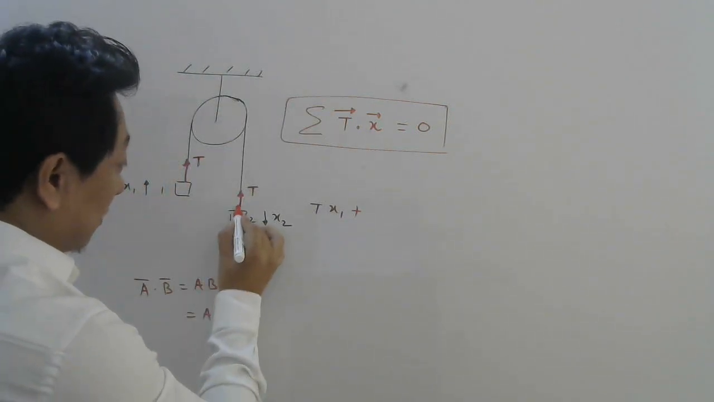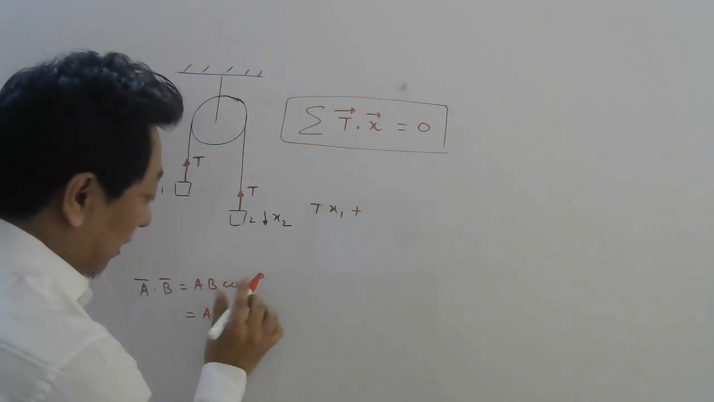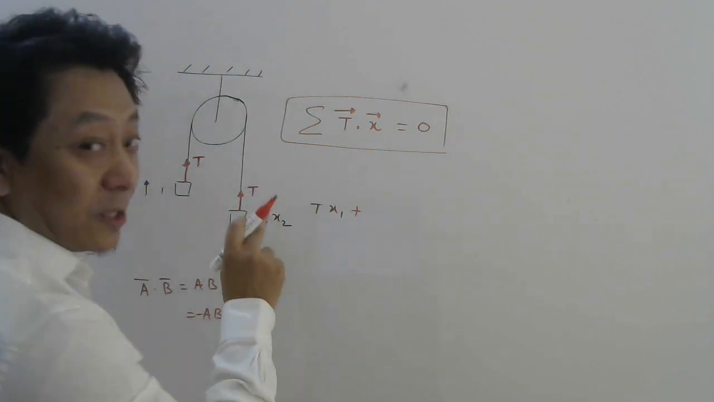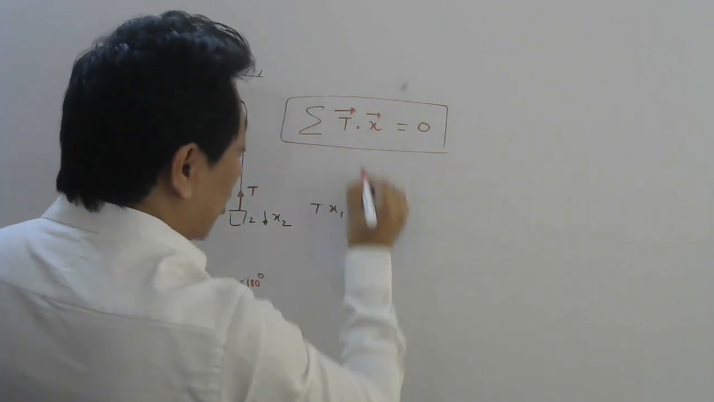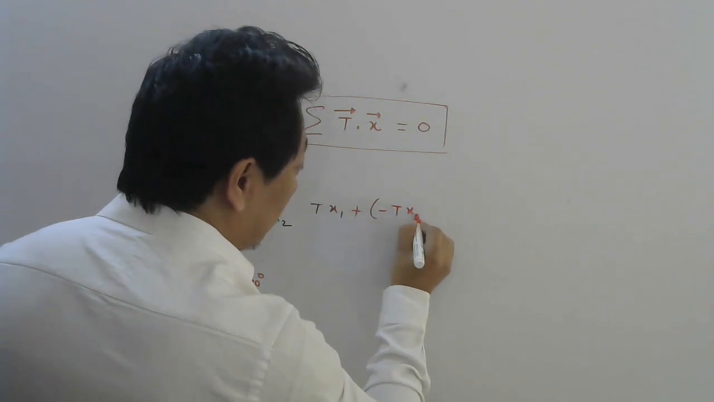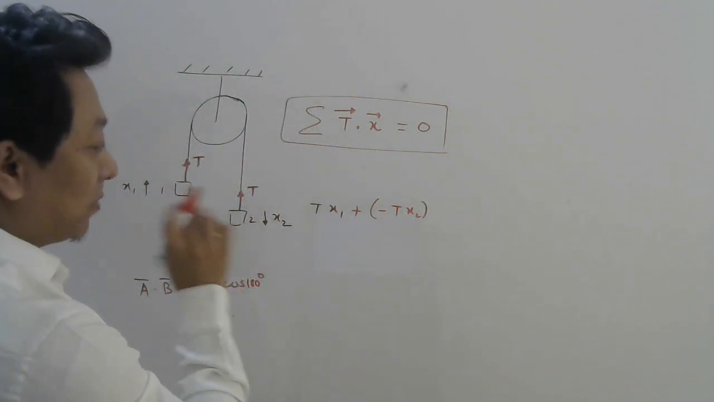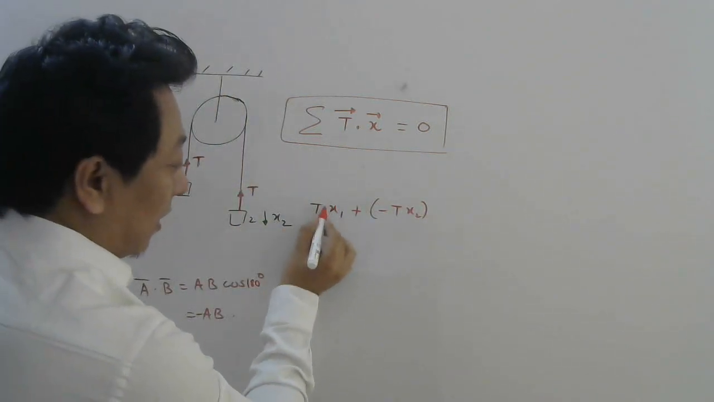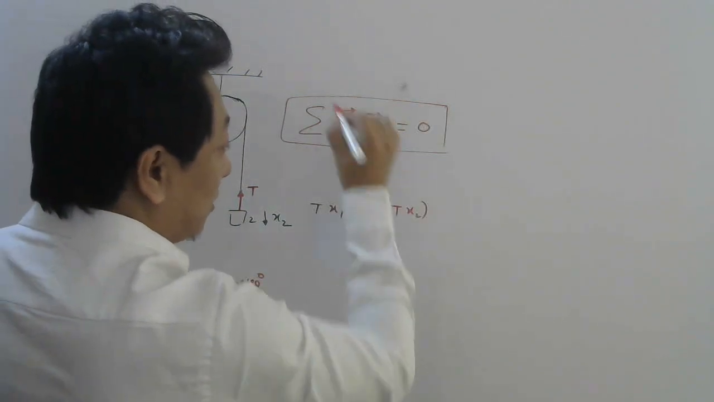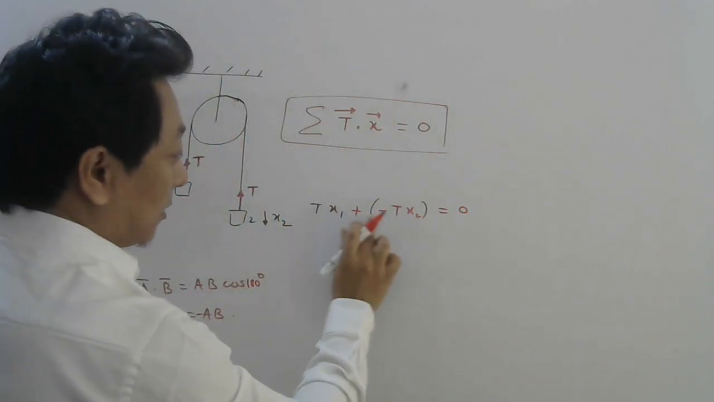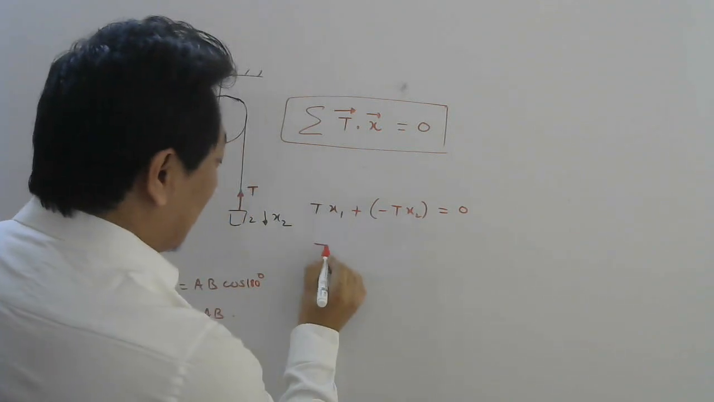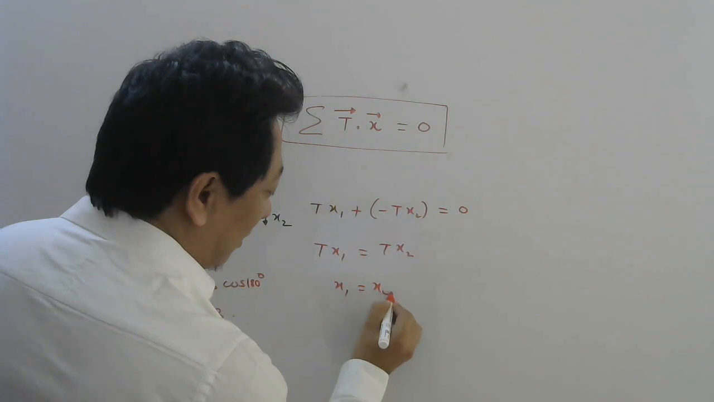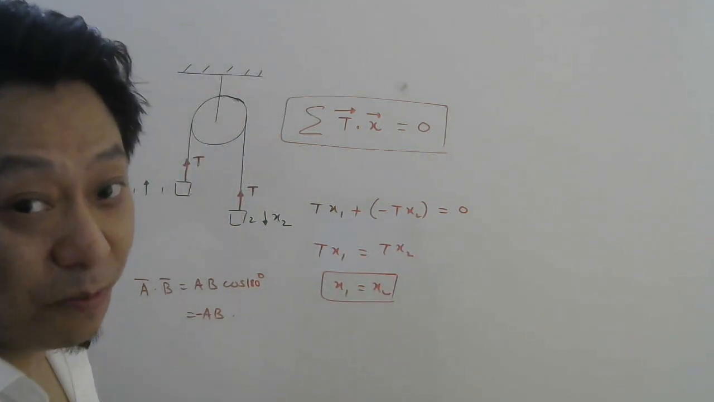Now for this block, tension is up but displacement is down, so this angle will be 180 and cos 180 is minus 1. So here tension and displacement are in opposite directions. So this dot product will give you minus T into x2. Tension is the same, displacement is x2. So that is the total dot product of tension and displacement. And that should be what according to this theorem? 0. Take this plus minus is minus, then you take it to that side. You will get T x1 equal to T x2. So T and T will cancel.